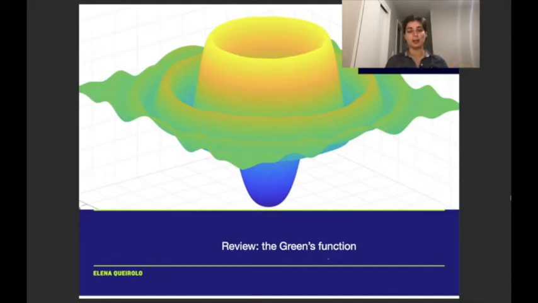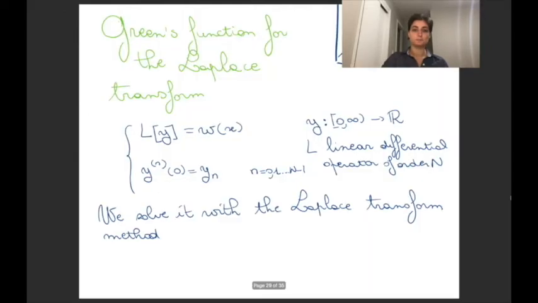So I would like to backtrace a little bit and have a little bit of a talk about Green's function, in particular in the case of Laplace transforms. So let's look at the Green's function for the Laplace transform. So we have an nth order ODE that we can write as a linear differential operator of order n applied to y equal to a non-homogeneous term on the right-hand side.